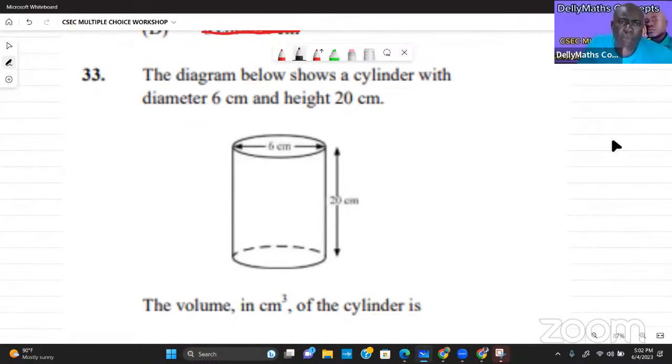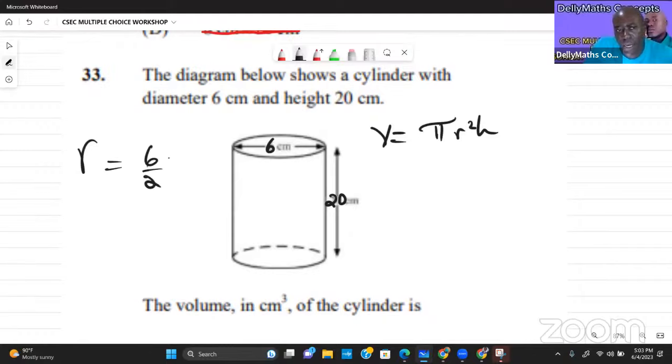All right. The diagram below shows a cylinder with a diameter of 6 cm and a height of 20. So the diameter here is 6 and this is 20. The question says the volume. So the volume of a cylinder is pi r squared h. R though was given under this guise: 6 divided by 2, r is 3. So your r is 3, right?